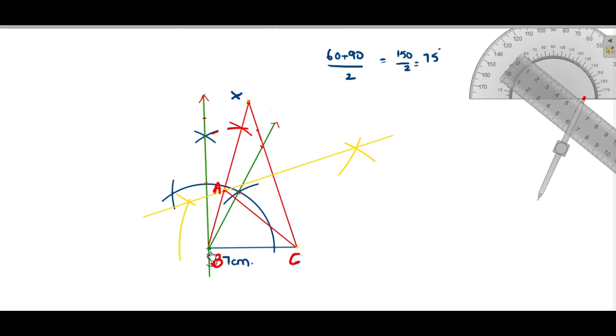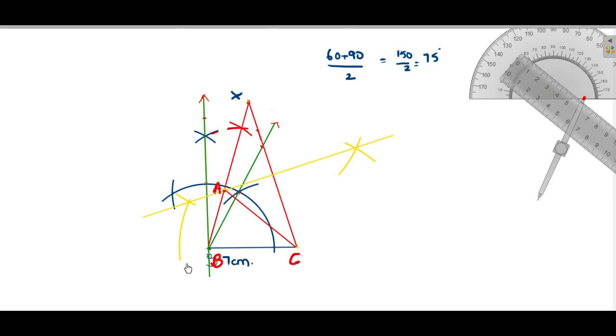So let us quickly recapitulate. First, we have drawn a line segment of 7 centimeters, and then we have drawn a 75-degree angle. How did we do that? We took a fixed radius of the compass and drew an arc intersecting at the first point, which gives 60 degrees, and the second point, which gives 120 degrees. If we bisect this, we will get 90 degrees, and the bisector of 90 degrees and 60 degrees will give us 75 degrees. Now this is the required line.